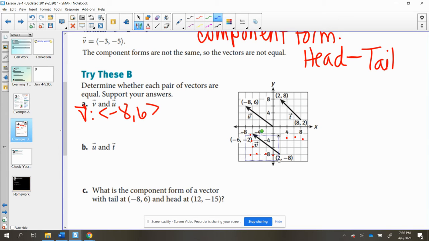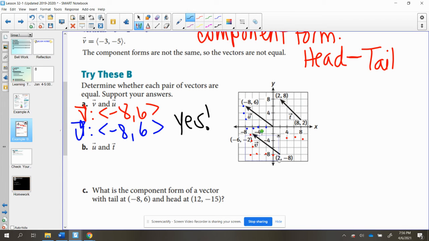And then vector u went to the left 2, 4, 6, 8, and it went up 2, 4, 6. So since these are identical, the component form's the same, we would say yes, these vectors are equal.